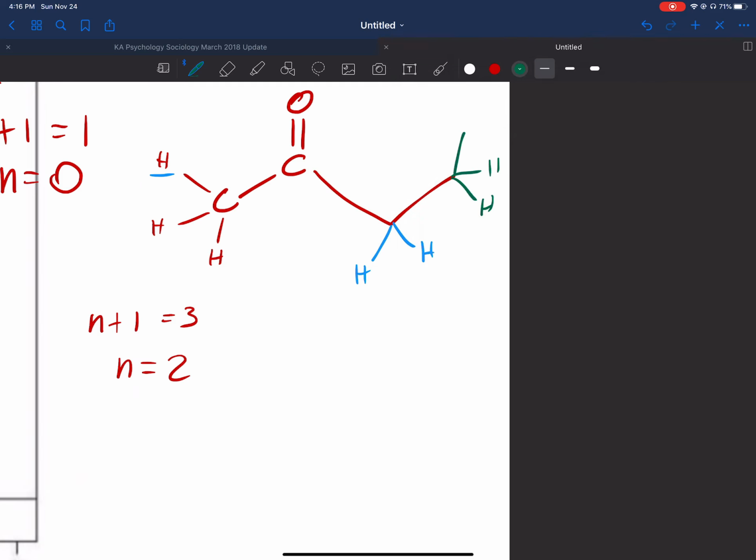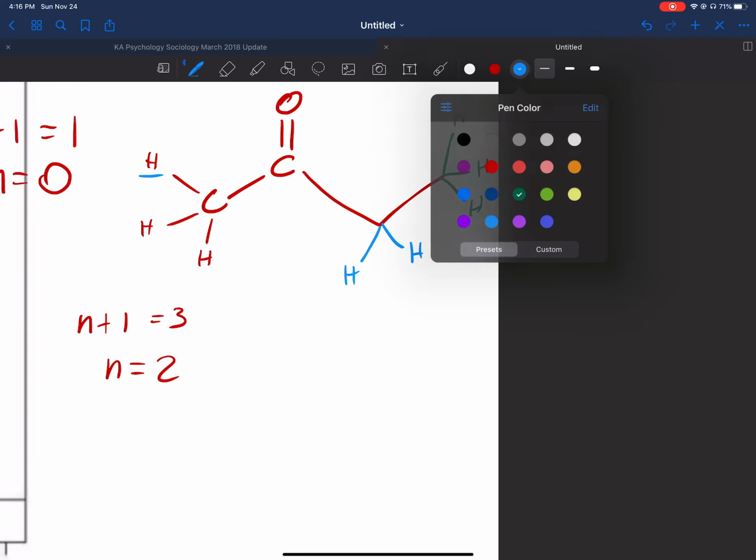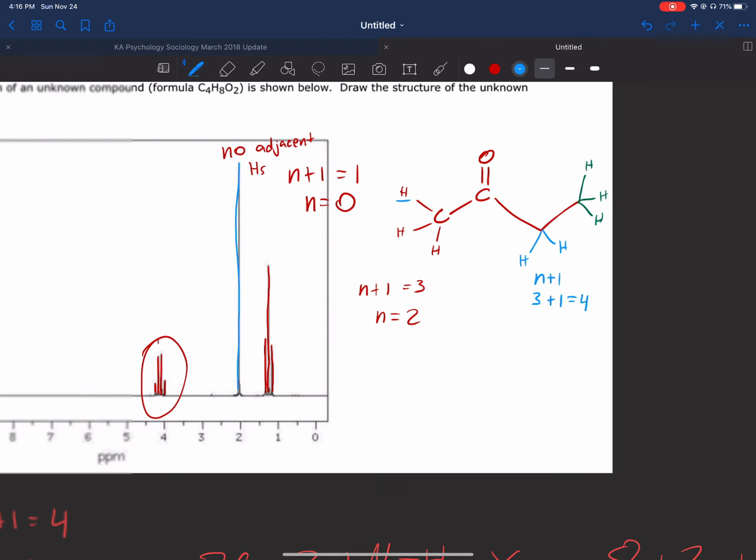Here are the 3 on that one. Let's see if the splitting pattern makes sense, right? So we're looking at these. Remember that those 2 blue hydrogens are identical to each other, so we're going to be looking at them as 1, like we've done for all the splitting patterns. We're going to do n plus 1. There are no adjacent hydrogens here to worry about, just the green ones, which means 3 plus 1 is going to be 4. That's where our quartet comes from. Okay, so looking at that, we got a quartet, makes sense.